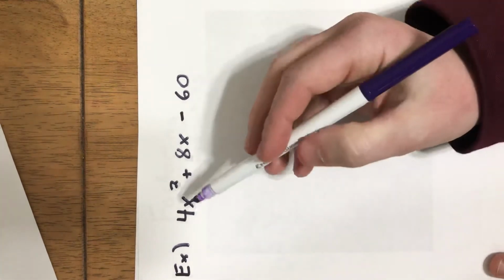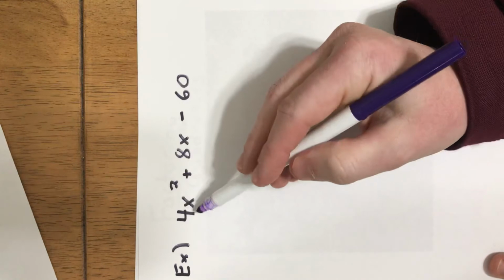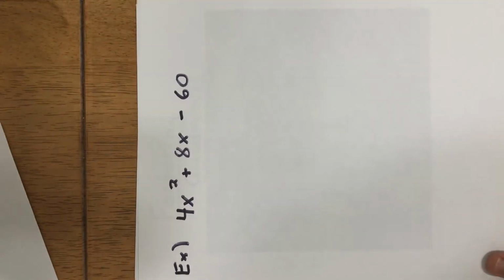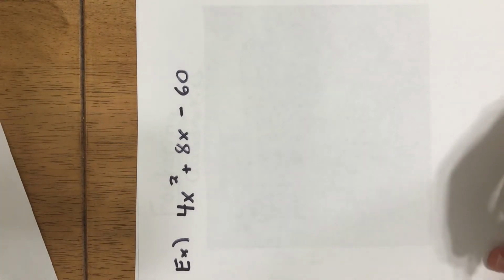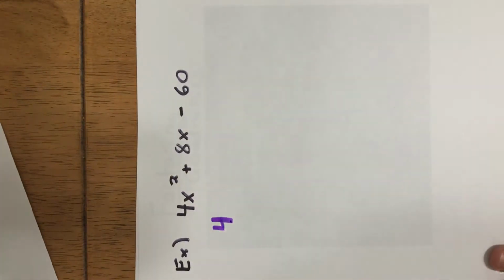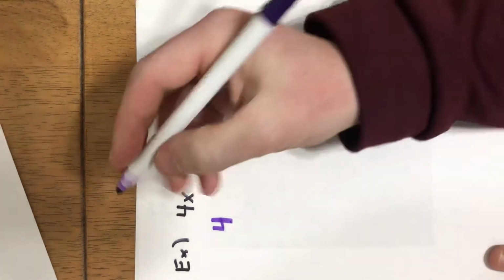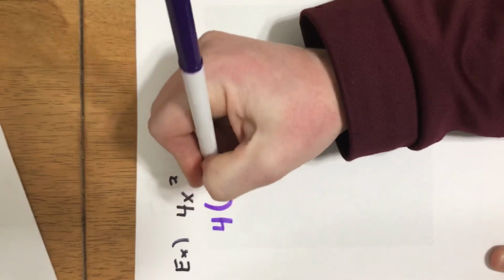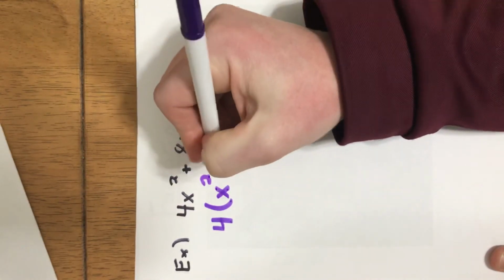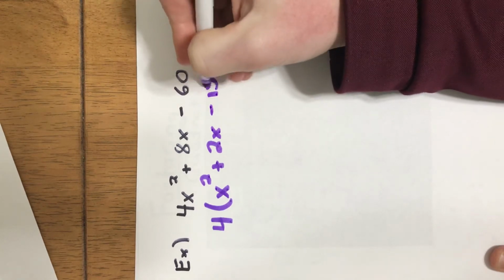Step 1, I'm looking for a GCF. So I'm looking to see if there's a greatest common factor of 4, 8, and negative 60. In this case, there is a GCF. I can pull a 4 out. I can't pull an x out because there's no x in that last term. So the only thing I can pull out was a 4, which will leave me with x squared, positive 2x, and negative 15.